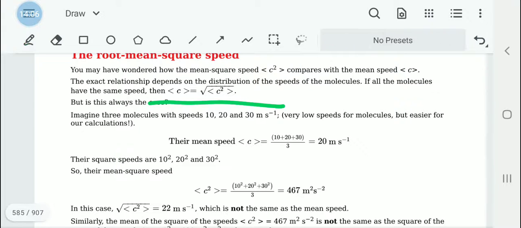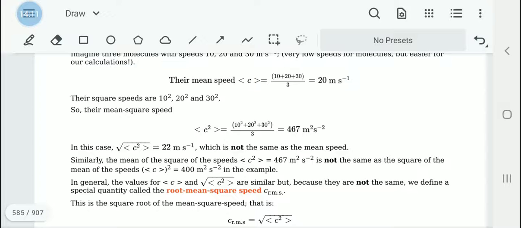So now let's figure out what this is all about. The mean square speed, that is the c squared, 467 meters squared per second squared, is not the same as the square of the mean of the speeds in the example, right? They are not the same because 20 squared is 400, right?